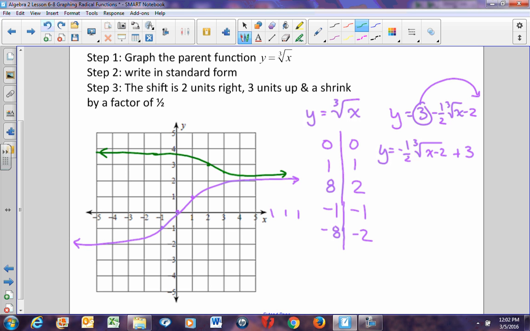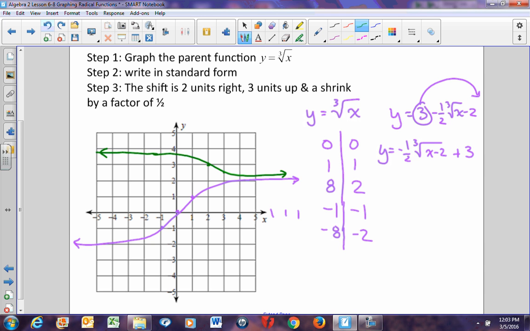Most of the time, I'm going to let you use your calculator to graph these, because these are really hard to graph without either using a calculator or making a table and doing some things. So, pretty much, I will allow you to use your calculator to graph the transformations. I just want you to be able to tell me what the transformations would be. You should be able to tell me that this is a transformation of shrinking by negative a half, which also reflects it over the x-axis. It's shifting right 2 units and up 3 units. And then from there, I would expect that you'd probably use your calculator to do the graphing section of it.